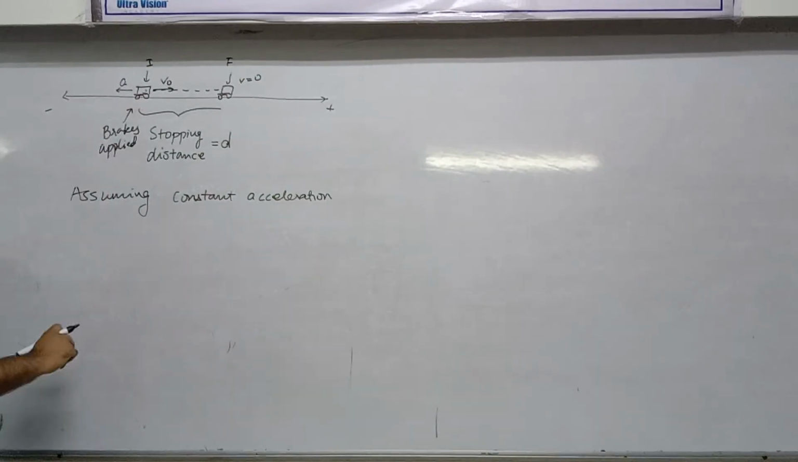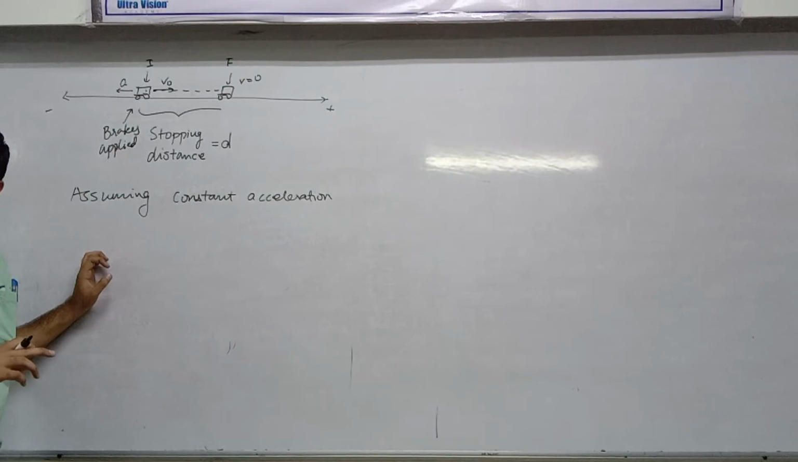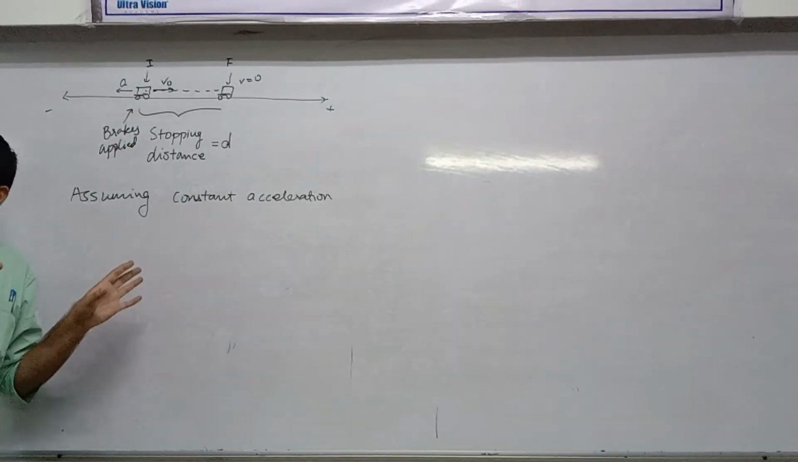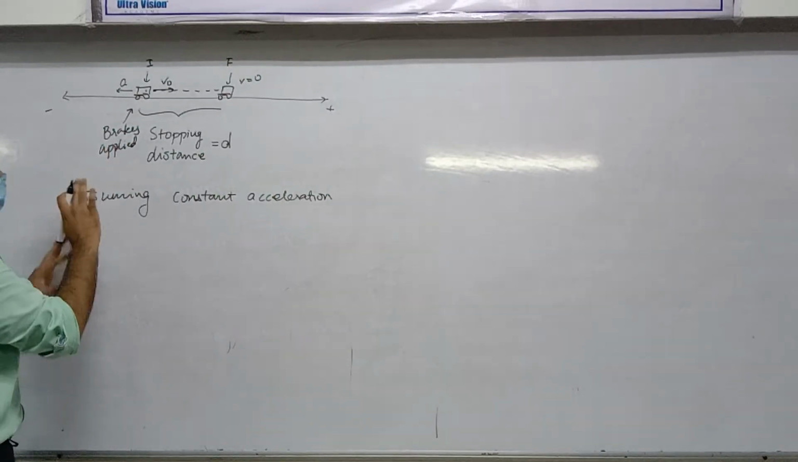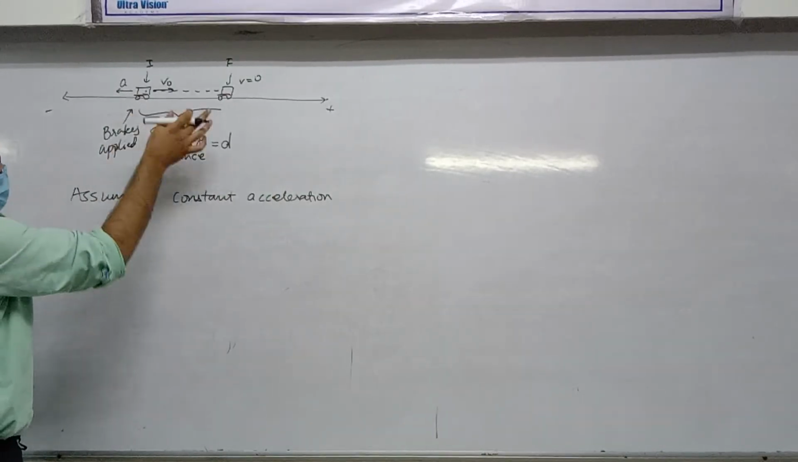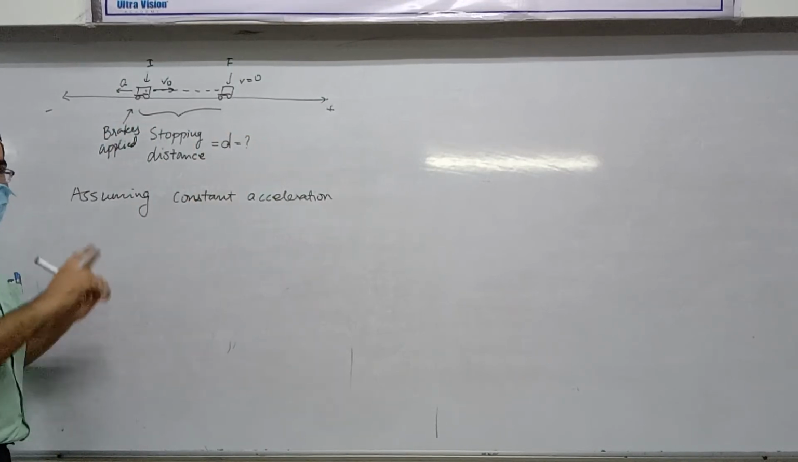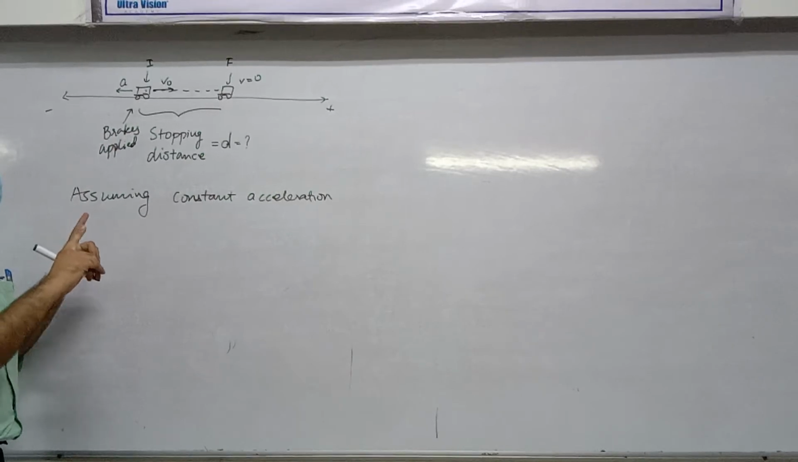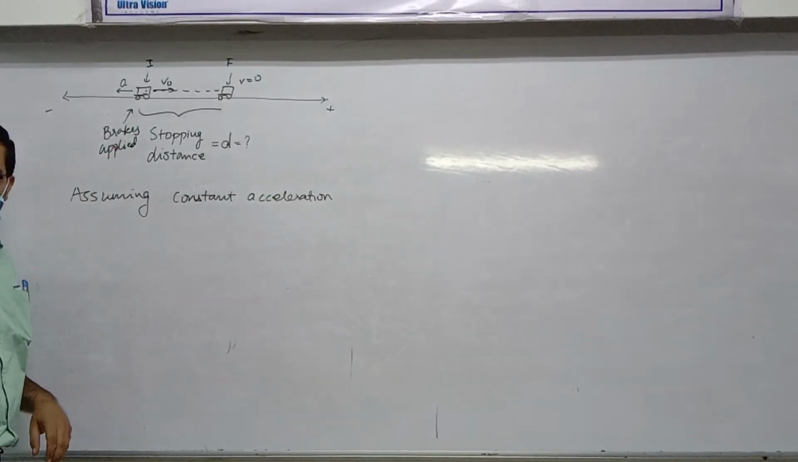Okay, let's start. If acceleration is constant, we can use the equations of kinematics. Whatever we have studied in this chapter is kinematics. We are not interested right now in how much time it takes to stop. We are interested in how much distance it will take to stop. Basically, that means we should use the third equation. Do you know that? Yes, sir.